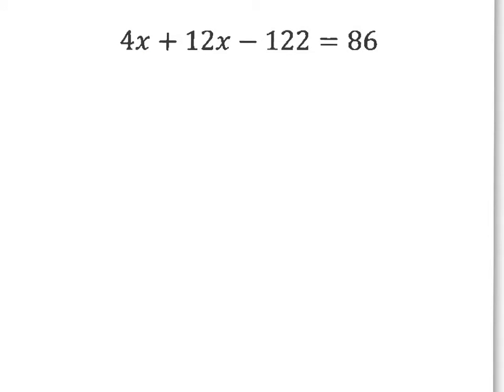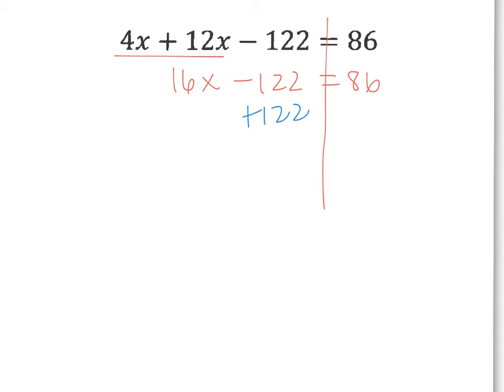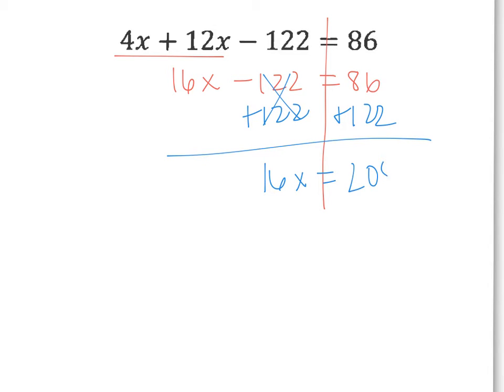Okay, let's continue. I am going to combine together 4x plus 12x to give me 16x minus 122 equals 86. Now the inverse operation of subtracting 122 is adding 122, so I'm going to add 122 to both sides. And I'm left with 16x equals 86 plus 122 is 208.